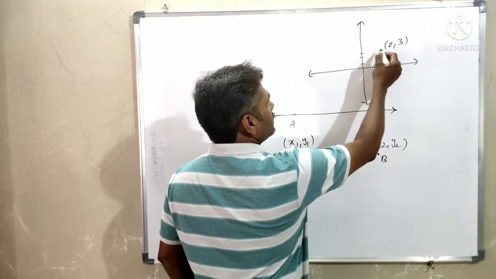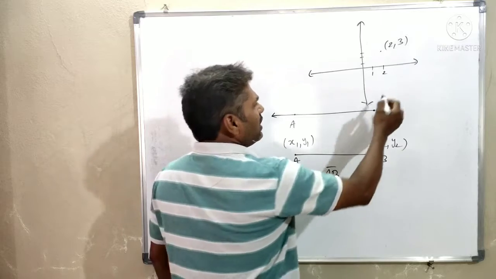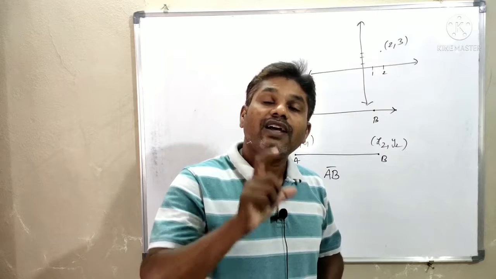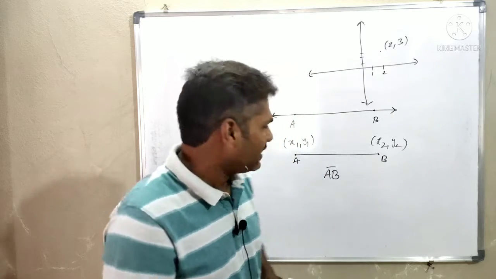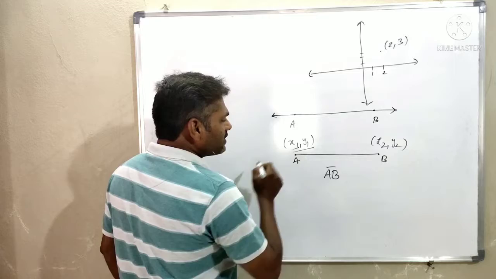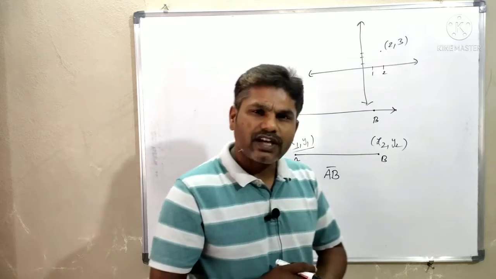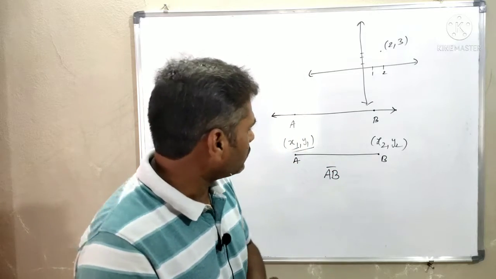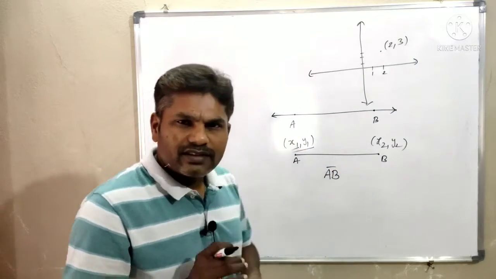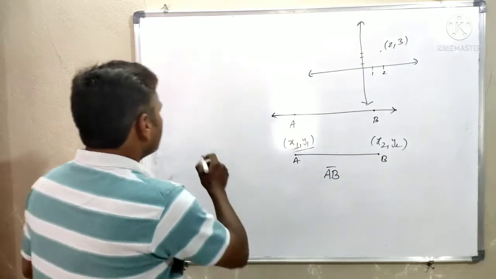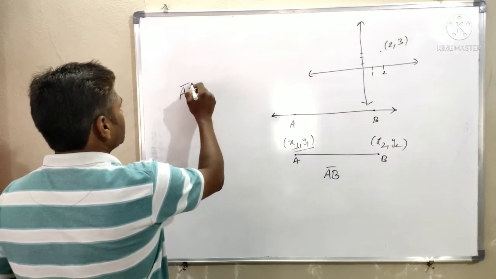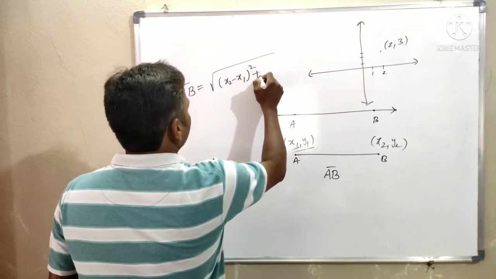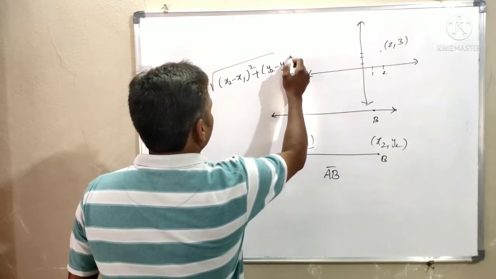See, 1, 2, 3. So this is a point, and if you take another point, you want to find the distance or length of that line segment. So if the coordinates of the first point are x1 comma y1 and the coordinates of the second point are x2 comma y2, then the formula for finding the distance between these 2 points is AB equals square root of (x2 minus x1) whole square plus (y2 minus y1) whole square.